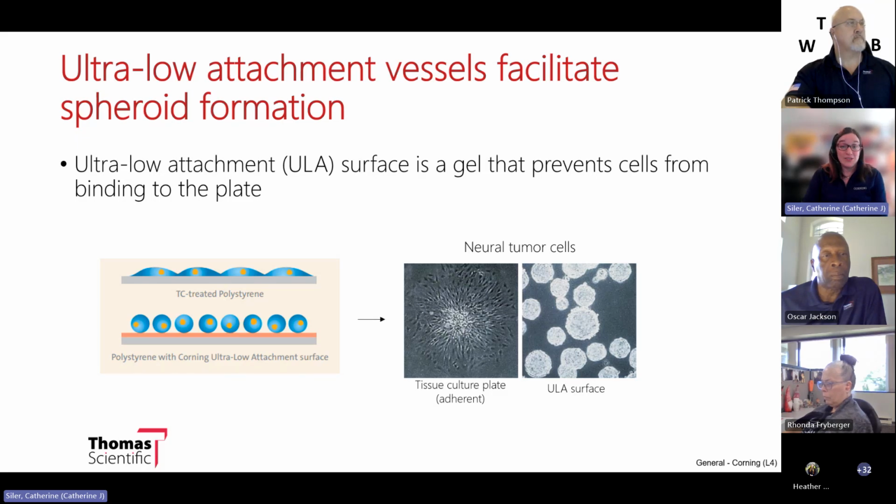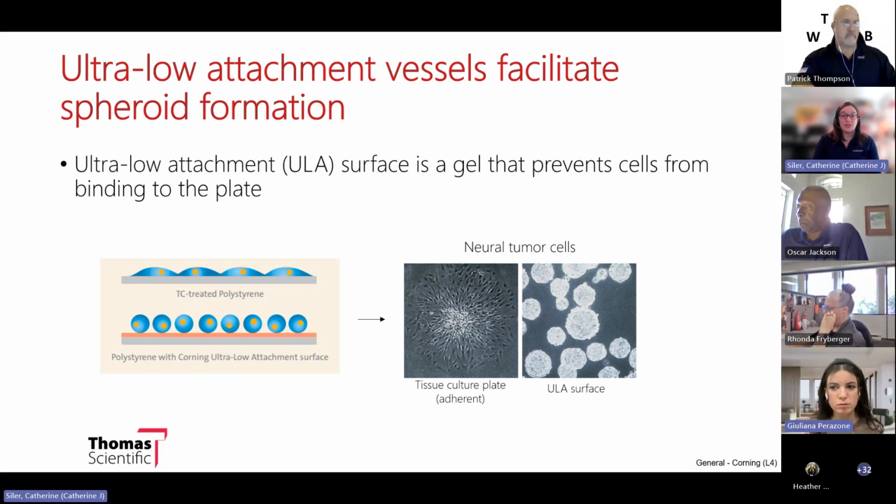And you can see a real life example over on the right. So these are the same type of neural tumor cells. When we put them on a regular tissue culture plate, you can see they kind of stick and they flatten out. When we put those onto that ultra low attachment surface, you can see that they ball up and they form these little spheroids.